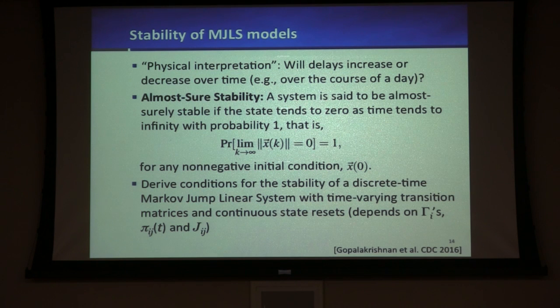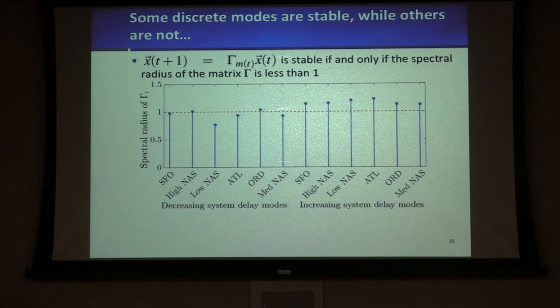I'm going to look at the case of almost sure stability, which is basically that I'd like to say that if you keep repeating this, your system is going to tend to zero. Your delays are all going to decay to zero as time tends to infinity with probability 1. So you have these periodic transition matrices and they're going to go down. We can derive conditions for the stability of Markov jump linear systems with these time-varying transition matrices. But let's suppose I take a step back first and say, okay, I have these conditions. I'm going to assume a constant transition matrix and see what happens.